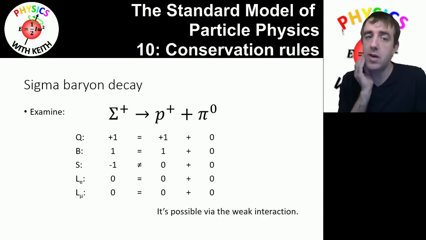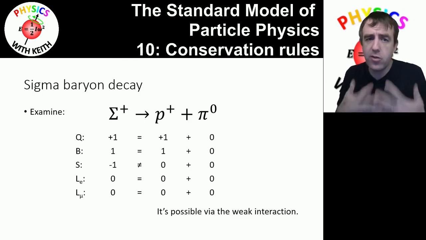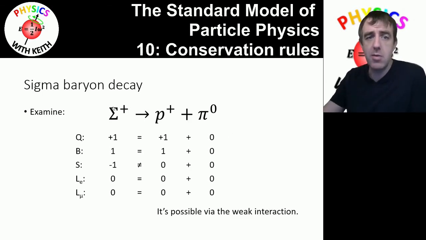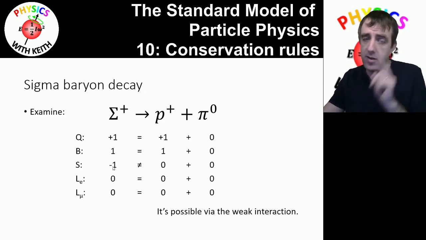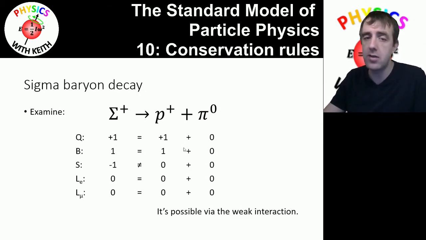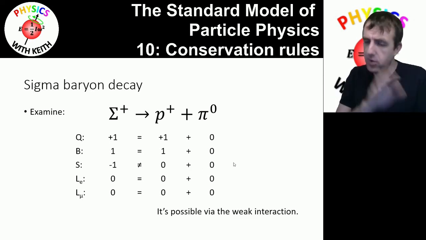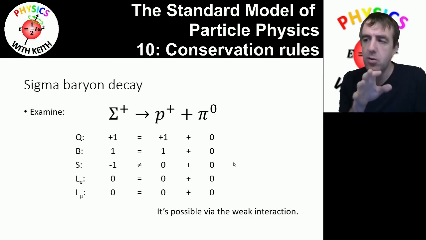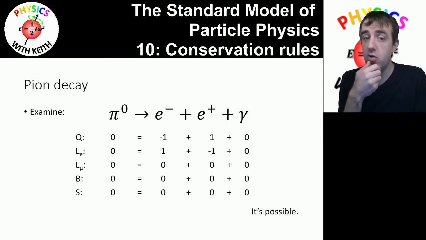And here's an example of a sigma plus baryon decaying into a proton and a pi0. Now, is it possible? Well, we've lost strangeness. The sigma plus has a strangeness of -1 because it contains one strange quark. And there's no strange quarks on the right-hand side. So strangeness is not conserved. Everything else is conserved, though. So this is possible, but only via the weak interaction. And pions can decay into electrons, positrons, and photons. And if you check the numbers, it all checks out.